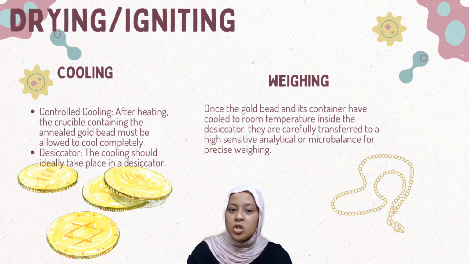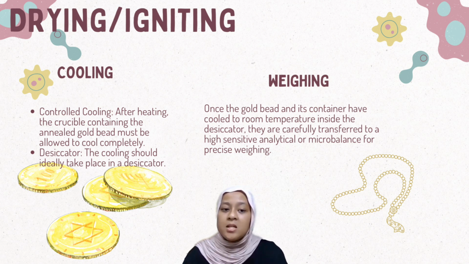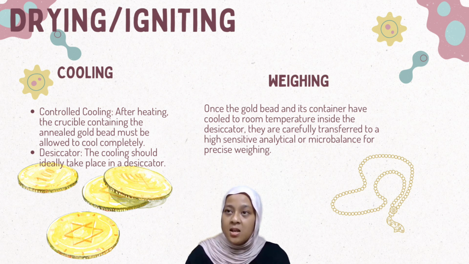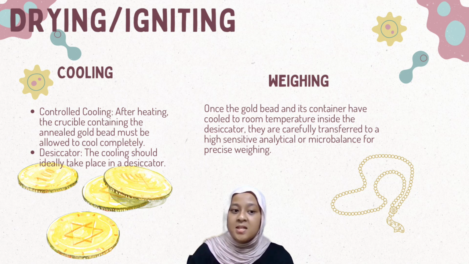The second one is the desiccator. The cooling should ideally take place in a desiccator. A desiccator is a sealed container that contains a desiccant like silica gel to maintain a very dry atmosphere. Cooling in a desiccator is to prevent the gold bead from reabsorbing any moisture from the ambient air as it cools, which would again lead to an inaccurate weight.